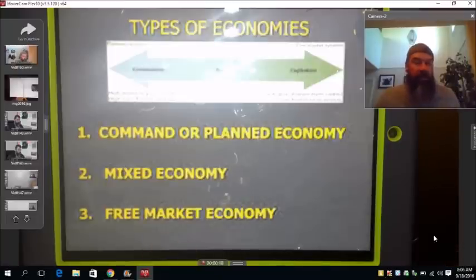The second is a mixed economy, which is a socialist economy. And the third one is the free market economy, which is our economy here in the United States, also known as a capitalist economy. So let's go ahead and get started with the first one.